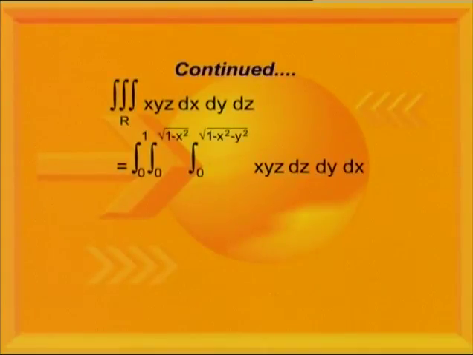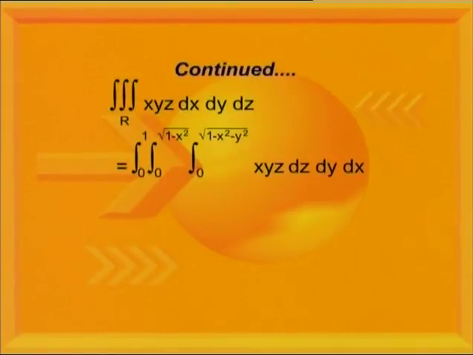So our integral is equal to the triple integral of xyz, first with respect to z between the limits z = 0 to z = square root of (1 - x² - y²), then with respect to y between the limits y = 0 to y = square root of (1 - x²), and then with respect to x between the limits x = 0 to 1. And now it is very easy to calculate.